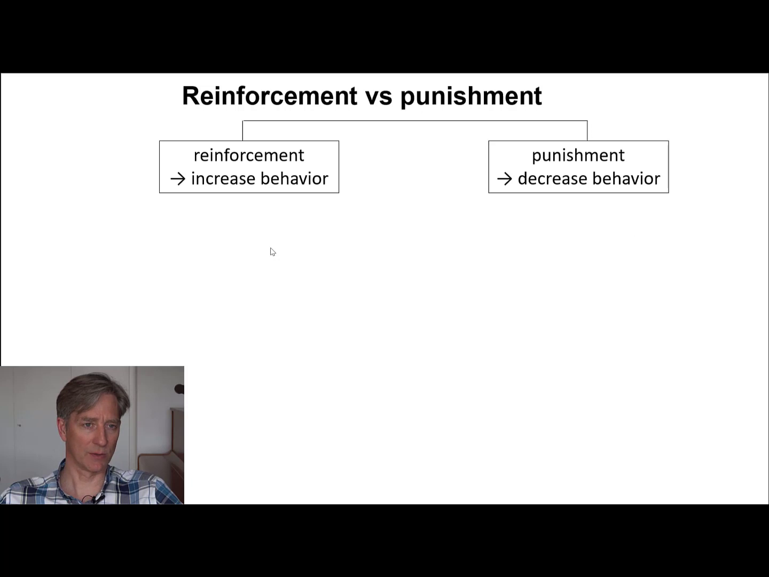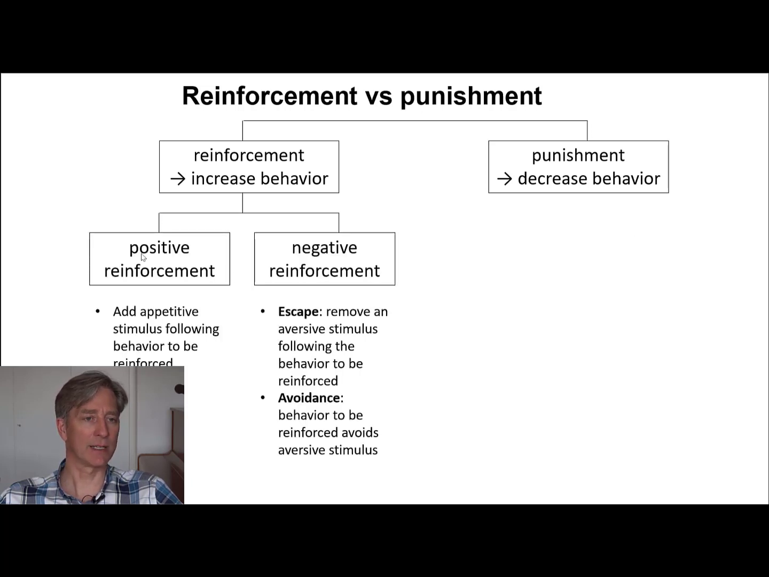For each of those two cases, people have distinguished subcases. They speak of positive reinforcement, when we add an appetitive stimulus following the behavior to be reinforced, right? So when we, for example, deliver the food after the rat presses the green lever, that's a positive reinforcement. We also speak of negative reinforcement, and for example, we can speak of escapes, when we remove an aversive stimulus following the behavior to be reinforced, right? There's an aversive stimulus, maybe some sound that is very loud, and then when the rat presses the lever, the sound disappears, so you can escape from it.